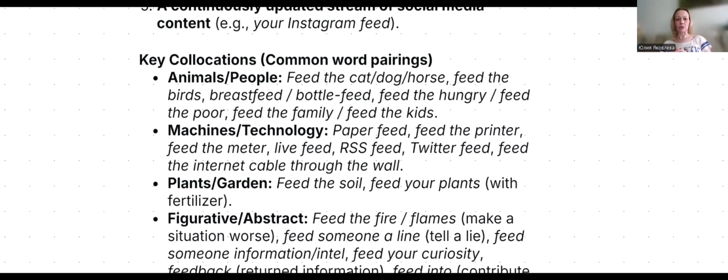So the key collocations or common word pairings, we could say. So collocations, these are like combinations of words. So you can feed the cat, feed the dog, feed the horse. We already figured that out. You can feed birds, or you can breastfeed. As I said, mothers feed their babies with their own milk, breast milk. So you breastfeed.